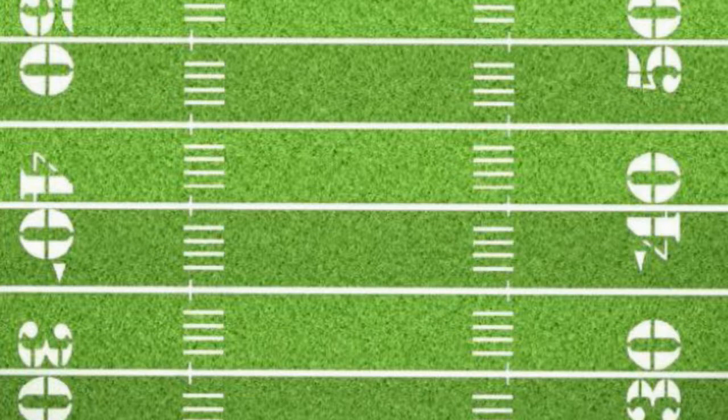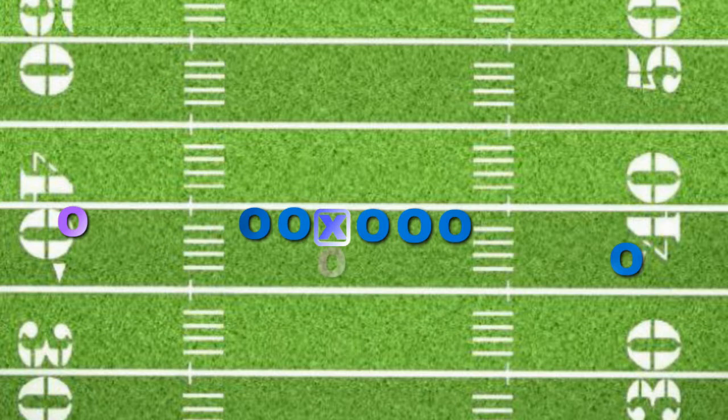We'll start with a very basic pro set offensive formation. Here we go. In the middle is our center. Either side of the center is our two guards and then our two tackles on the outside of them. Those are our offensive linemen. Beside them, we'll put a tight end. On the outside, we'll put our two wide receivers. And then in the backfield will be our quarterback, our fullback, and our tailback.